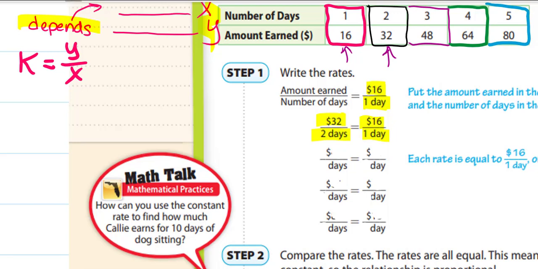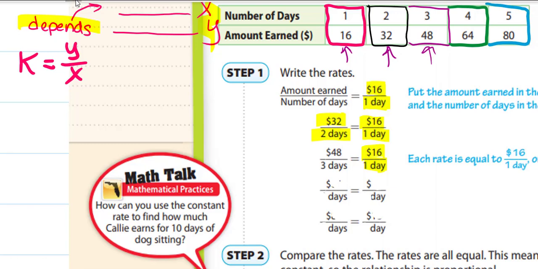All right, let's take a look at the next one. On day number 3, my y value is 48. So in the numerator, I should have 48 as I do here. The denominator would be your x value, which is 3. So that is 48 over 3, which simplifies by dividing them both by 3. We got $16 for one day. So again, it simplifies to $16.